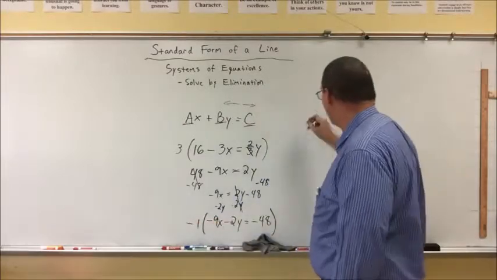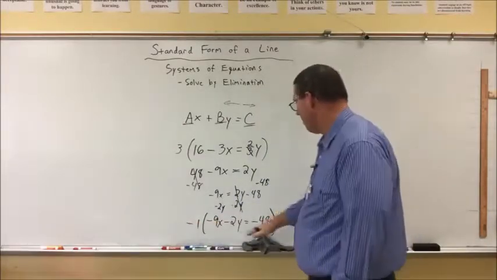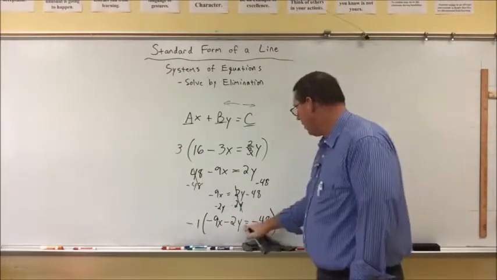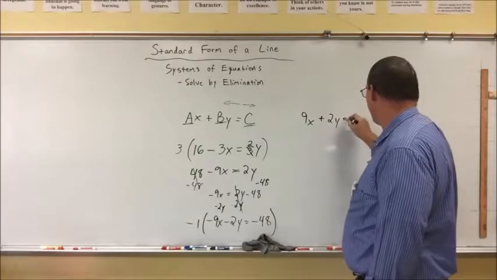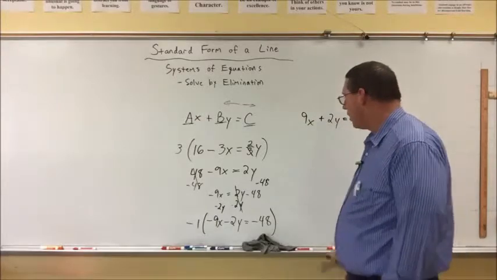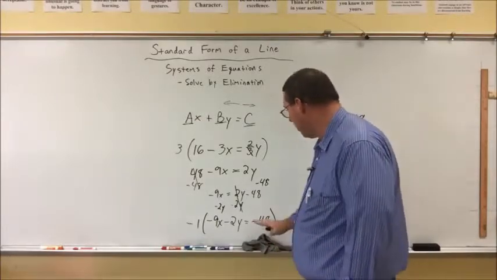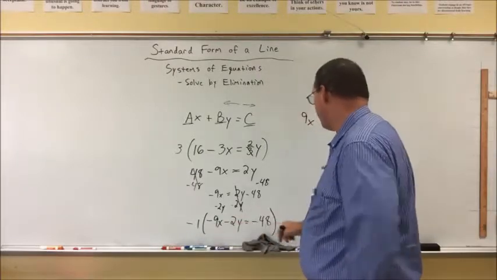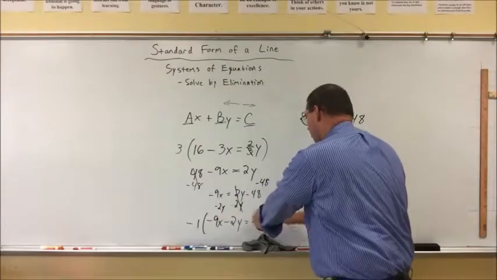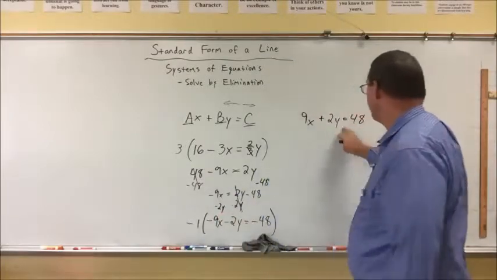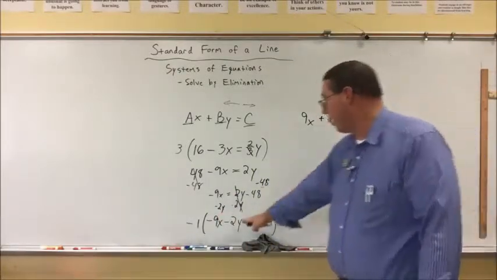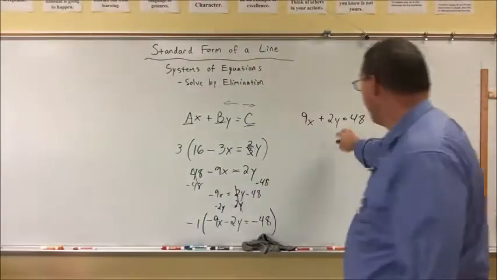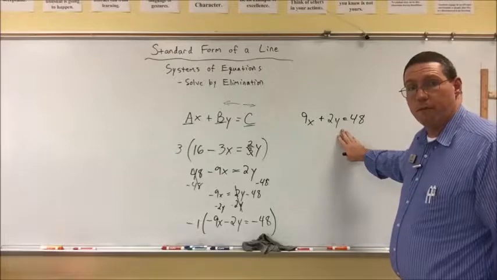Negative 1 times negative 9 is positive 9x. Negative 1 times negative 2y is positive 2y, and then that's equal to negative 1 times negative 48, which is 48. And we can accomplish the same thing if I just simply add 48 to both sides, add 9x, and add 2y to both sides, and what it'll do is move this over to this side and this over to this side, and it'll equal this. But this is still the same thing as that. They're just moved to the other side, okay? And this is now the standard form of a line.